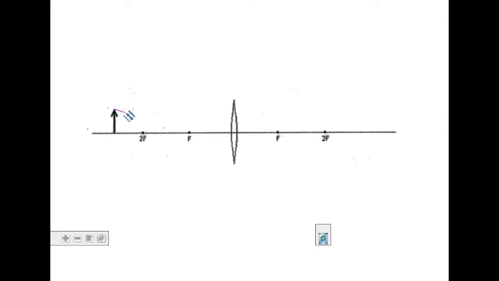The first one, you're just going to draw a straight line till you get to your lens. Okay, and then you're going to draw this line and have it go through the focal point on the other side. Okay.